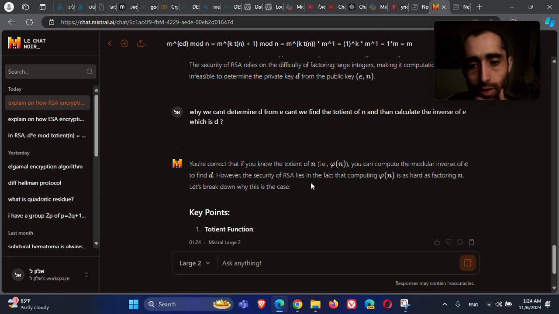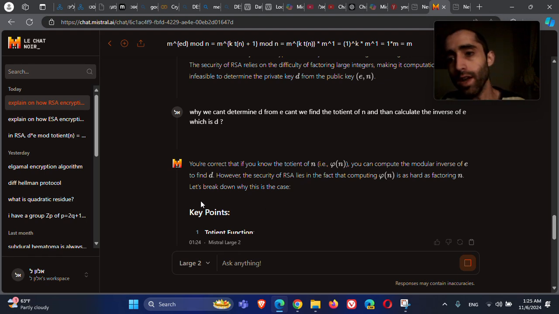However, the security of RSA lies in the fact that computing the totient of n is as hard as factoring n. So it's really hard to know the totient of n if you don't know p and q. Namely, you have n, but you won't be able to get the totient of n. You know e, you know n, but you can't get d, because it's hard to get the totient of n without knowing P and Q, and you don't know P and Q.